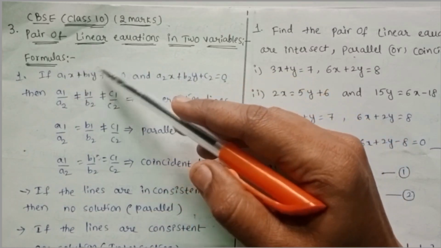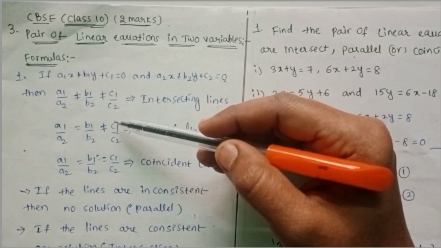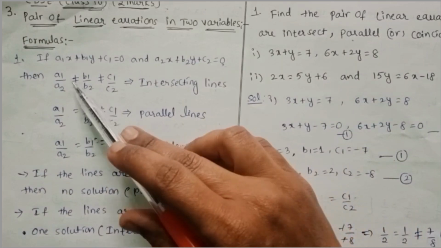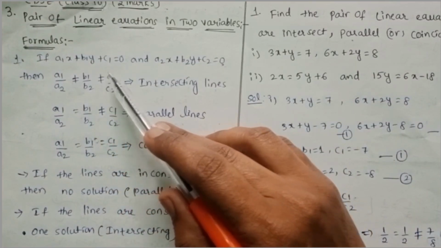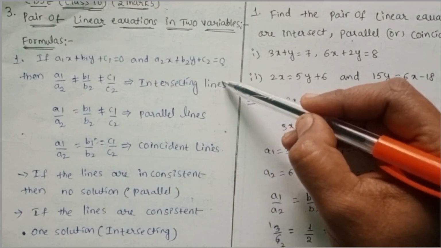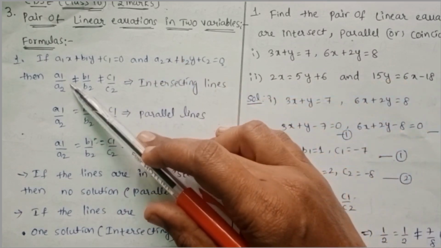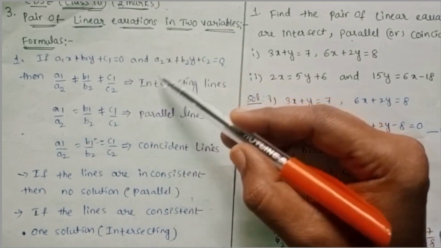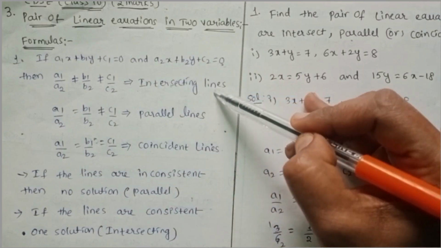First we need to learn the formulas. What are intersecting lines? If a1x plus b1y plus c1 is equal to 0 and a2x plus b2y plus c2 is equal to 0 are two equations, and a1 by a2 is not equal to b1 by b2, then those lines are called intersecting lines.